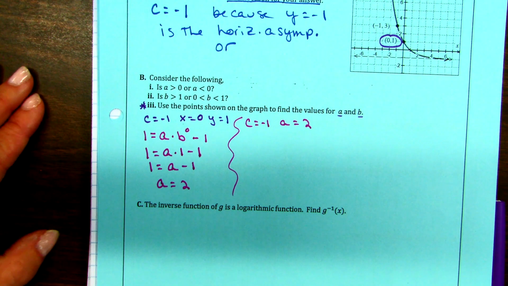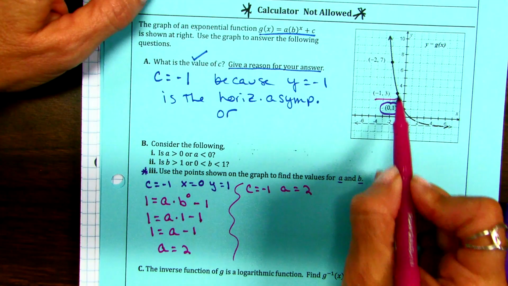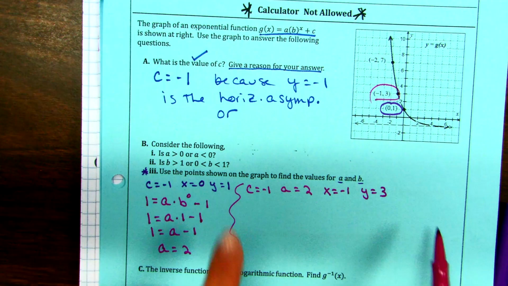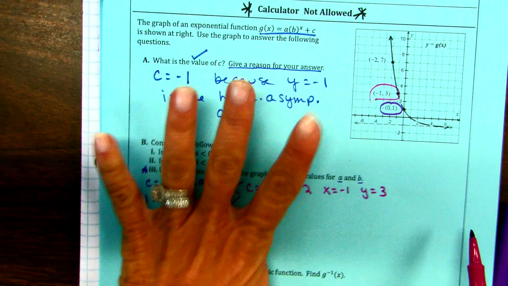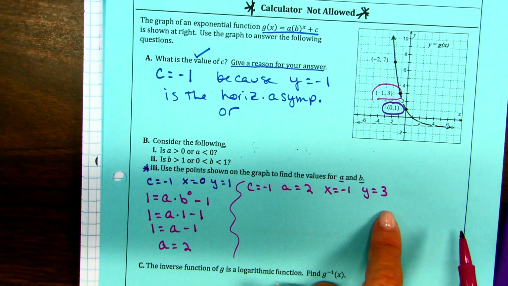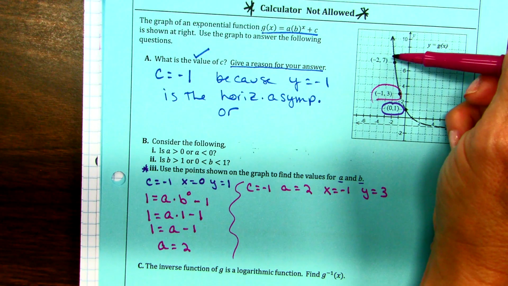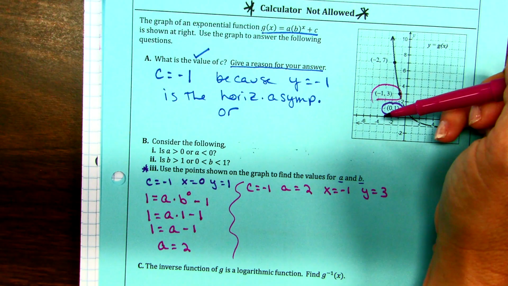Now is when I can use any point different from that one. So maybe like 1 and 3. So if I use 1 and 3, there's where I have 4 of the 5 variables. So I can plug all of these in and get the B. But you could have used negative 2, 7. It doesn't matter at that stage what you use.